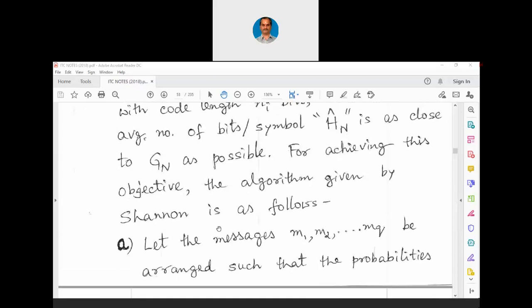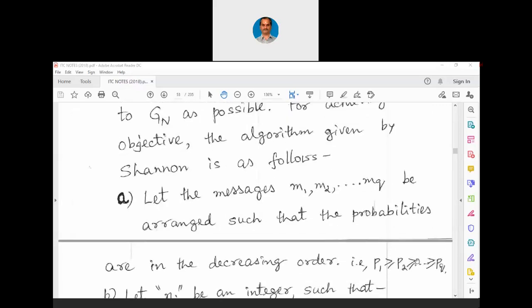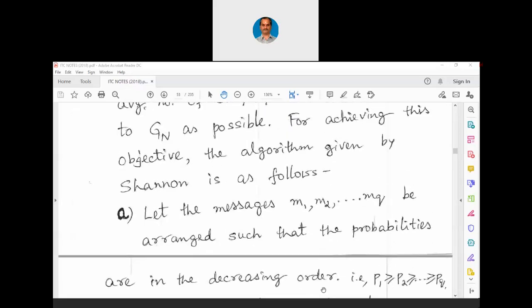So, let us see the steps which Shannon declared for achieving our goal. The first step is: let the messages M1, M2 up to MQ be arranged such that the probabilities are in descending or decreasing order. We already know that lesser probability means a larger number of bits. So, let these messages be arranged such that the probabilities are in decreasing order, meaning P1 is greater than P2, greater than PQ.